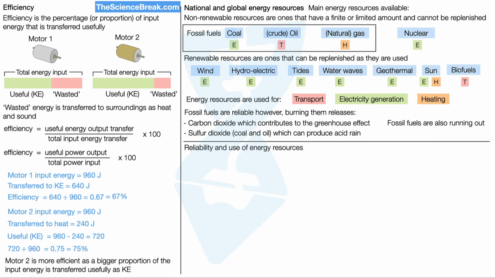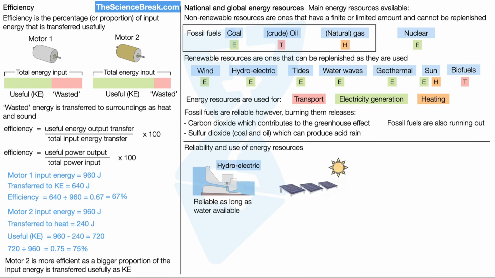Finally, reliability and use of energy resources. Hydroelectric, this is where water falls from a high point to a low point and turns turbines. This is reliable as long as water is available. We have the sun as an energy source. This is unreliable because it depends on the amount of sunlight, the time of day, the weather, cloud cover, and the season.